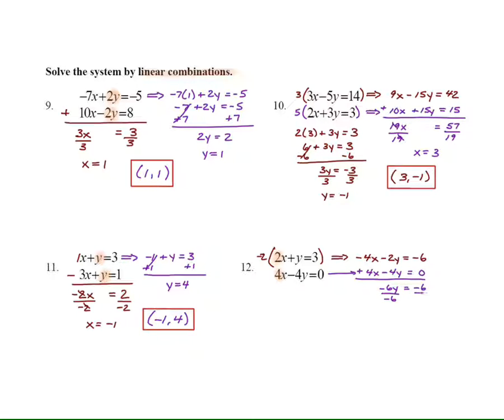So if I add the system together, I should get negative 6y equals negative 6, and the x is negative 4x plus 4x add to 0. That's the whole point. So if I divide both sides by negative 6, I should get y is 1.